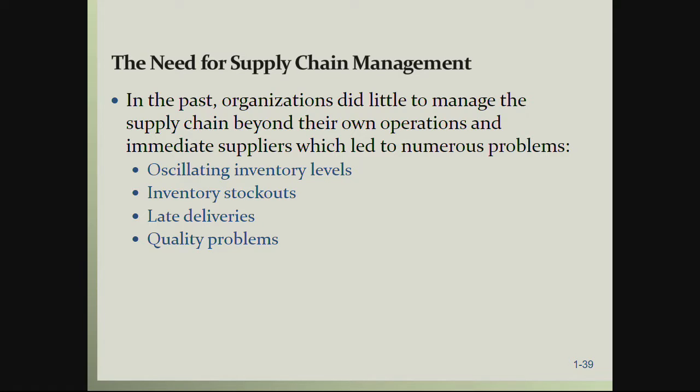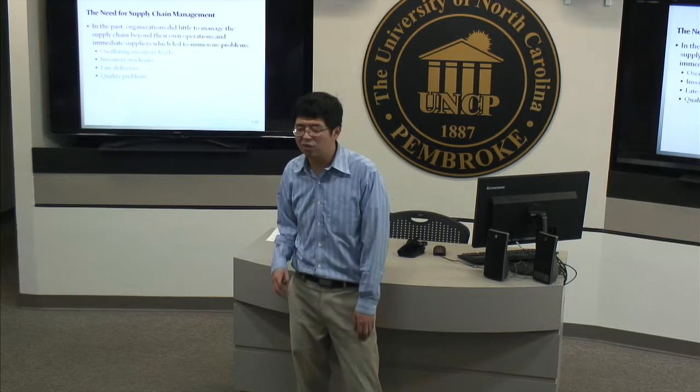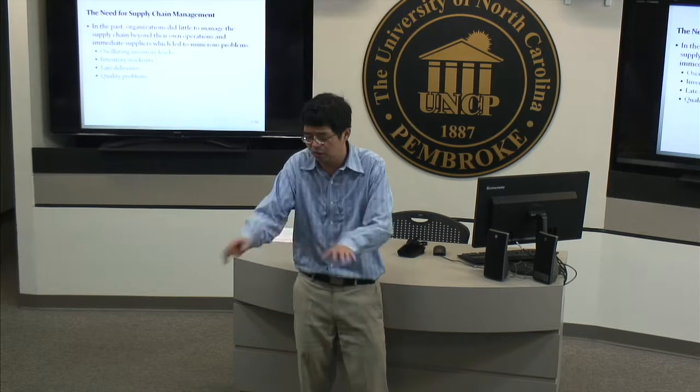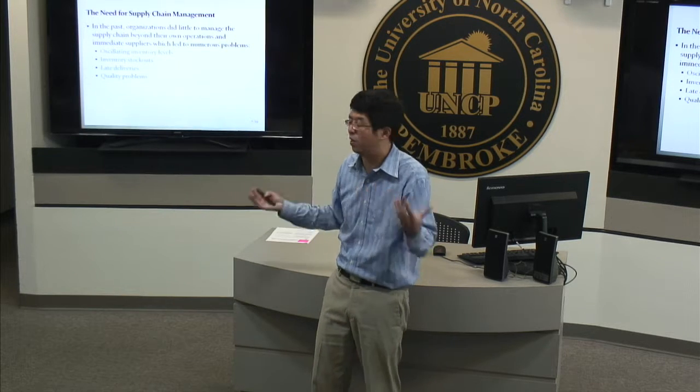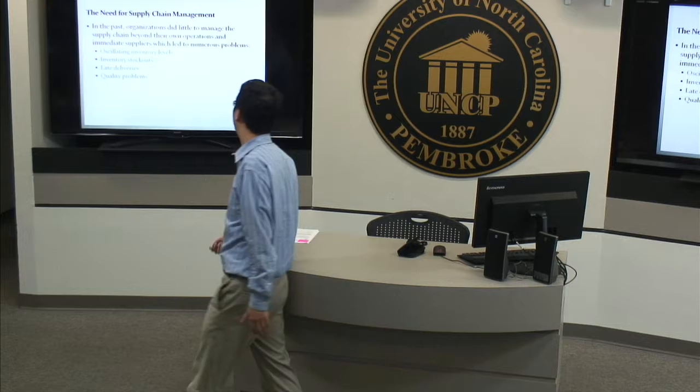Next topic we'll discuss is supply chain management. It's very important. Traditionally, we have talked about the COO, Chief Operations Officer. Traditionally, organizations did very little to manage the supply chain beyond their own operations. The reason is that traditionally we only do business locally. We run like a small convenience store, and we order from Lumberton. We satisfy customers in the Pembroke area. Then why would I have to worry about Charleston in South Carolina? We don't need to. That's the traditional way.